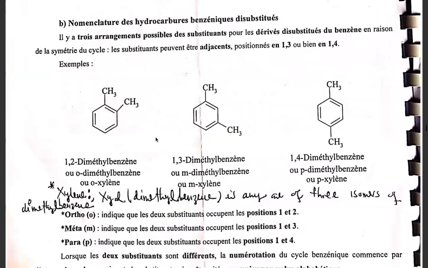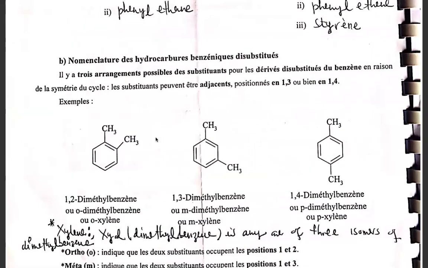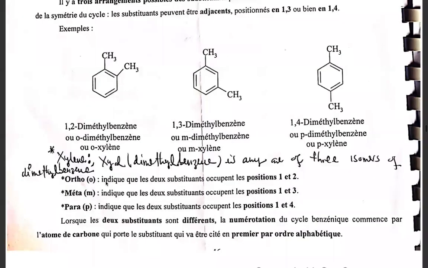So there's what you call nomenclature des hydrocarburyl benzenic. So please, if you had your book in your hand, this is where you put it down. This is just maybe an addition. When you're dealing with the nomenclature of aromatic compounds like benzene, there's the ortho, meta, and para type of orientation.